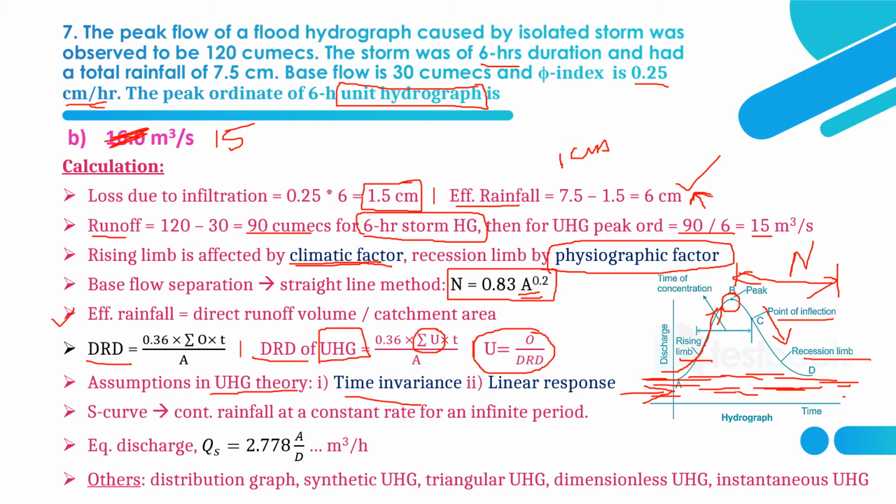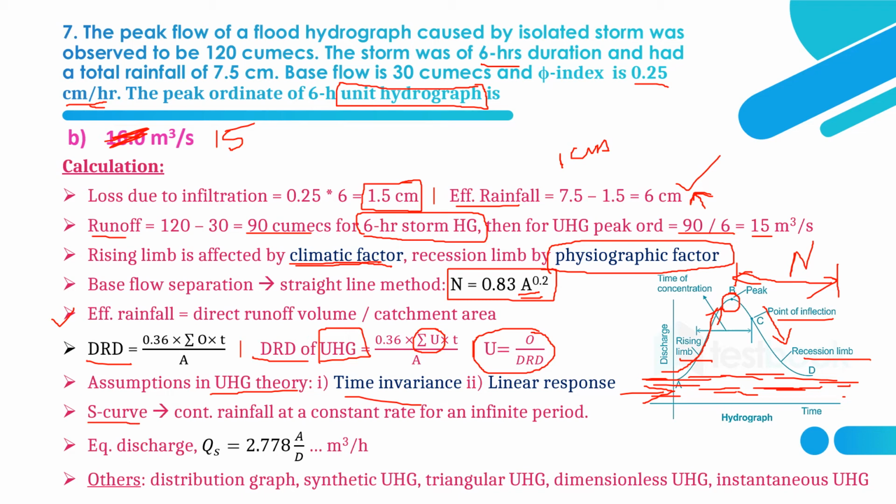And what is linear response? It is nothing but, if a 4-hour unit hydrograph due to 1 centimeter rainfall is given, then a 4-hour hydrograph due to 2 centimeter rainfall would just mean doubling the unit hydrograph ordinates. This is the linear response, that is linearly varying with respect to the rainfall.